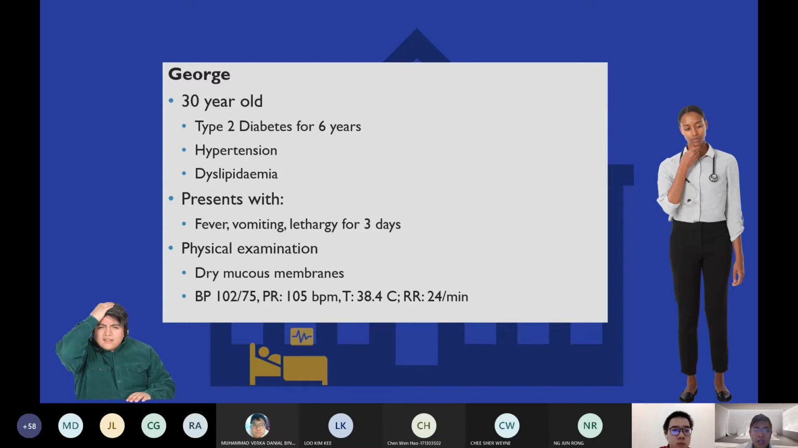And now he presents to us, to the emergency department, with a complaint of fever, vomiting, and lethargy for 3 days. So just a crude physical examination. You were told by the referring emergency physician that he has dry mucous membranes. His blood pressure was 102/75. His pulse rate is 105 beats per minute. His temperature is 38.4 degrees Celsius, and his respiratory rate is 24 per minute. Anyone wants to comment on this?